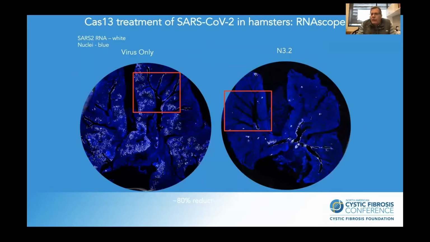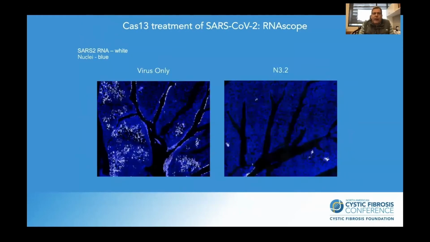This is RNAscope for SARS-CoV-2 in the hamster model. In this case, all of the white dots are virus. And that's exactly what you're seeing here, the RNA dots in the infected case all over throughout the lung. But what you can see is in the deep lung, especially, we were able to radically decrease the amount of viral RNA using Cas13. And this is just a comparison in similar parts of the lung. And you can clearly see the difference. It's about 80 to 90% knockdown in this region.